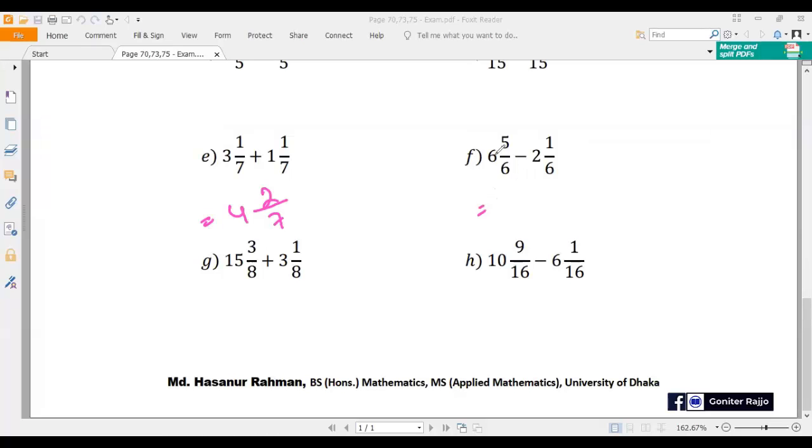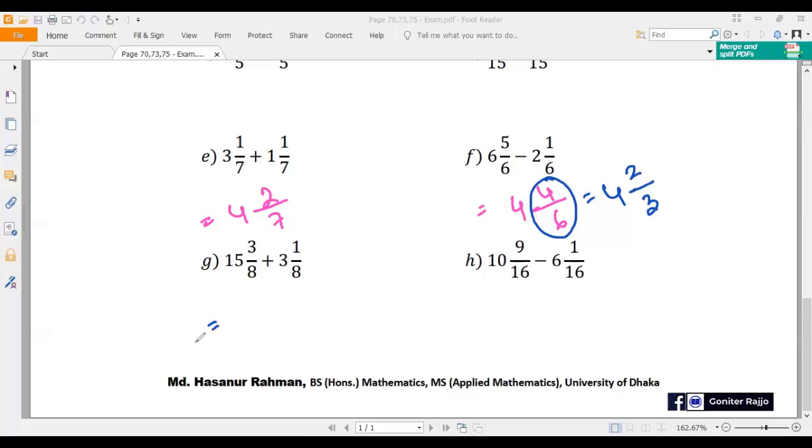Now number F. 6 minus 2. First subtract the whole numbers. 6 minus 2 will be 4. Okay. Now, if we look at 5 by 6 and 1 by 6, we can easily say both are like fractions. Then what will we do? We have to just subtract the numerators. 5 minus 1 will be 4. Now, 4 by 6 can be divided by 2. So 4 divided by 2 will be 2, and 6 divided by 2 will be 3. So 4 whole 2 by 3 will be the final answer of number F.